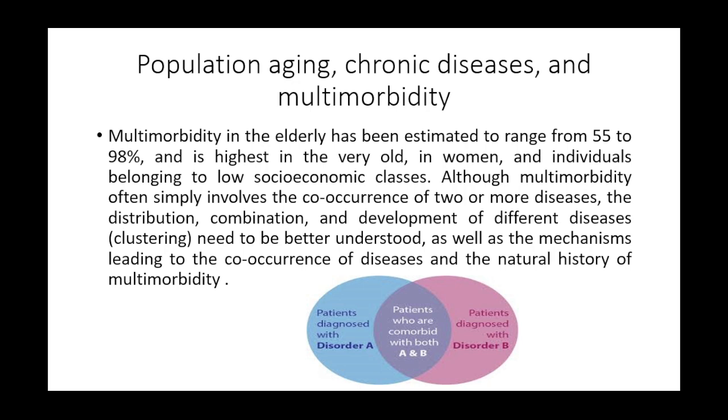Multimorbidity in the elderly has been estimated to range from 55 to 98% and is highest in the very old, in women, and in individuals belonging to low socioeconomic classes. Although multimorbidity often simply involves the co-occurrence of two or more diseases, the distribution, combination, and development of different diseases need to be better understood, as well as the mechanisms leading to the co-occurrence of disease and the natural history of multimorbidity.